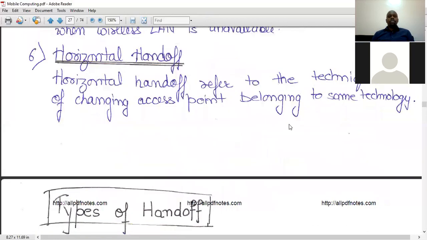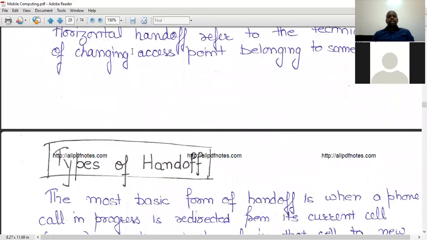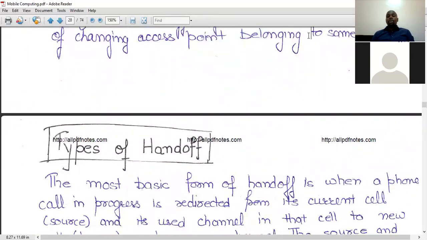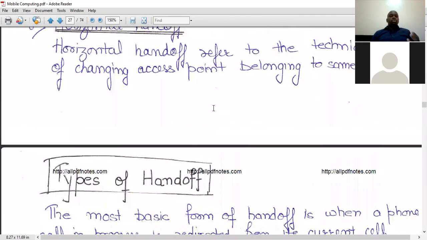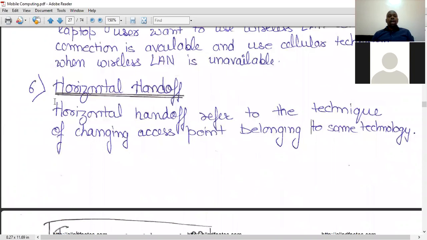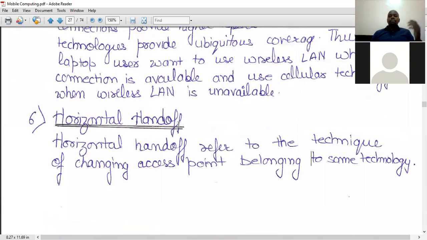Then horizontal handoff refers to the technique of changing access point belonging to the same technology. Okay, so if vertical handoff is different technologies, laptop using Wi-Fi to laptop automatically converting to hotspot when this other is not working. So basically, horizontal handoff is the opposite, where the laptop does not change from wireless LAN to a hotspot tether. It changes from one wireless LAN to another wireless LAN.